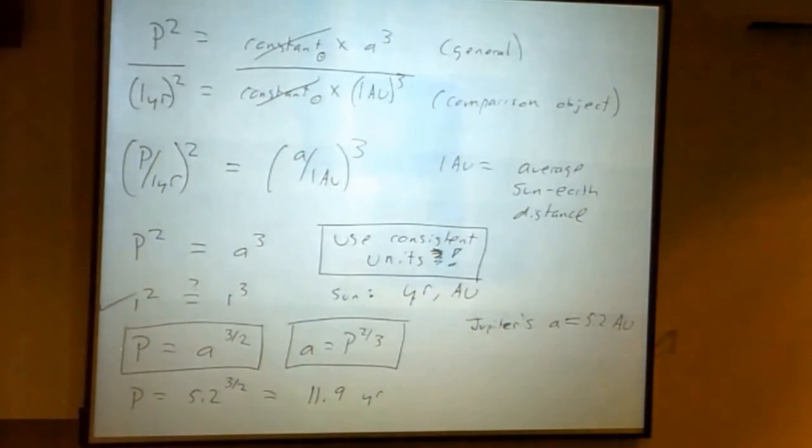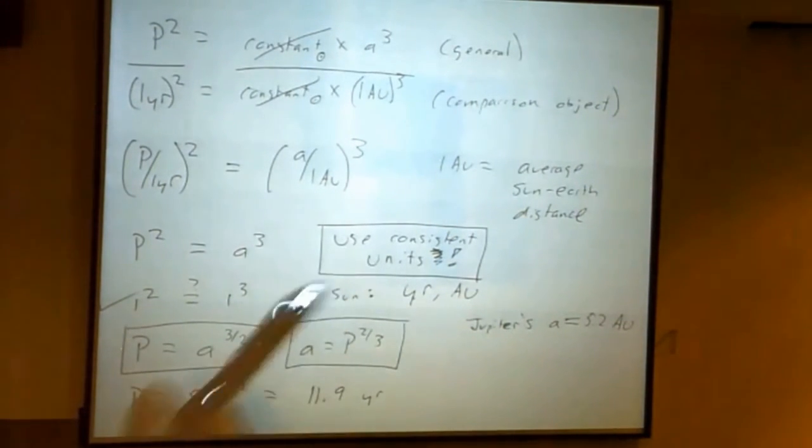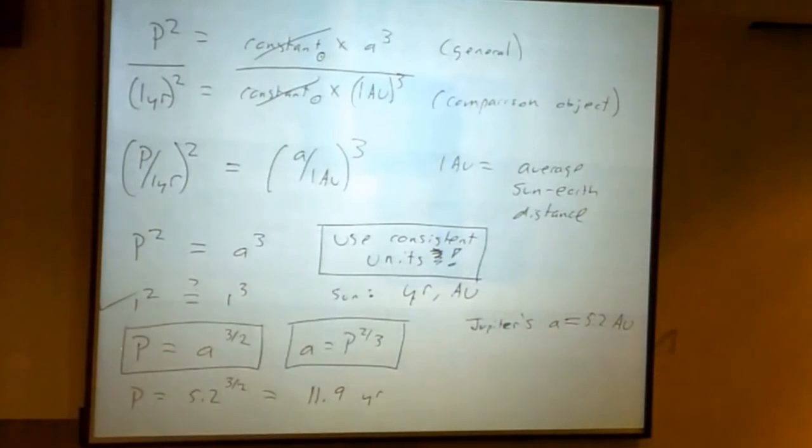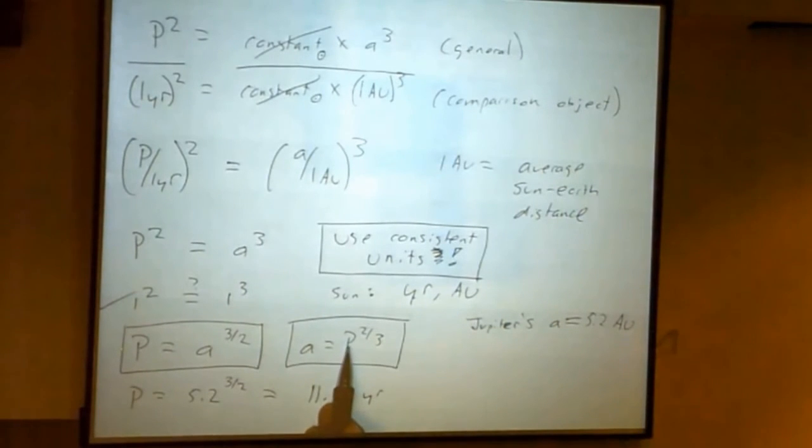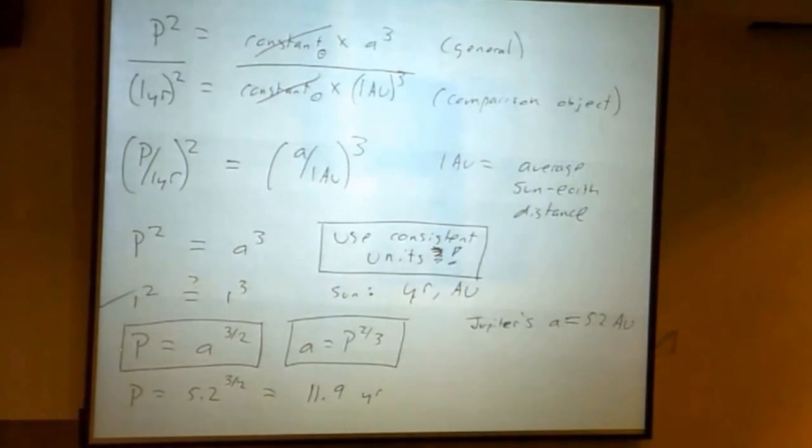But you've got to remember, and I'll show you, we'll do the case going around the Earth in just a second. You'll see that it's important to use consistent units. If I gave you a period of 11.9 years, you could stick it in here, raise it to the 2/3, and you have 5.2 AU. So you can figure it out for anything going around the Sun.